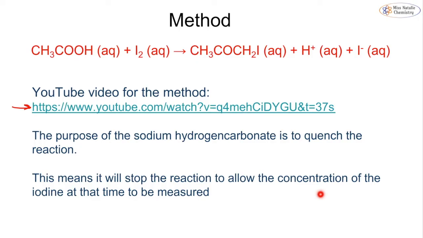As I said, the purpose of the sodium hydrogen carbonate is to quench the reaction so that we can titrate it, and that allows us to measure the concentration at a very specific time. If we don't quench the reaction, then the reaction will continue to happen, and then we can't measure our concentration. So it's very important that we do that step.